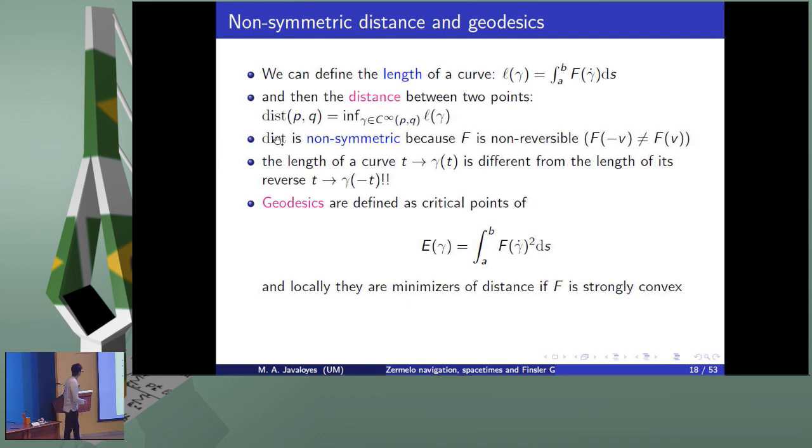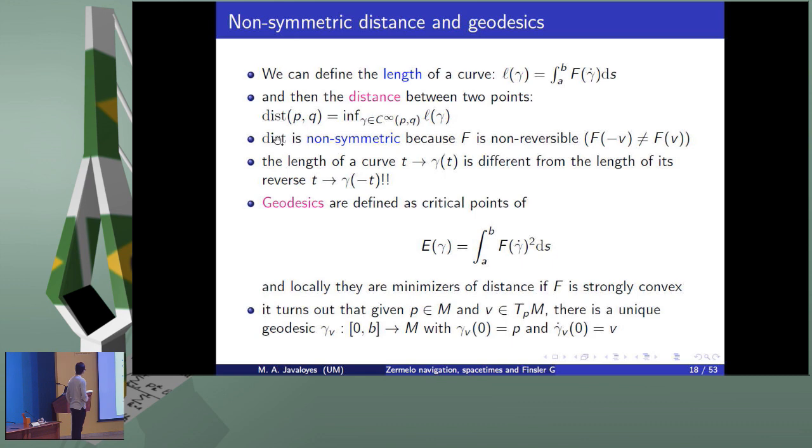In fact, they are minimizers in this definition when F is strongly convex. Strongly convex means that the fundamental tensor is positive definite. It's the third condition in the list of conditions that I required for Minkowski norms. What can we say about geodesics? It happens like in the classical Riemannian case. In every direction you have a unique geodesic, which is affinely reparameterized.